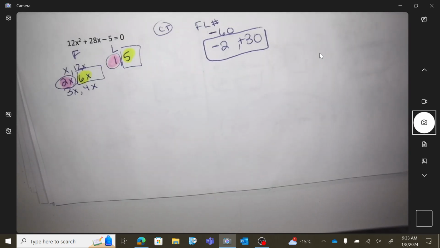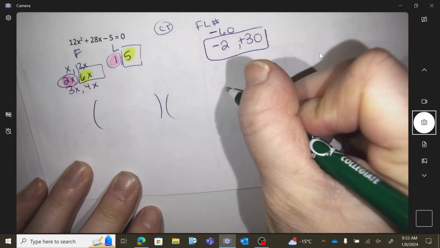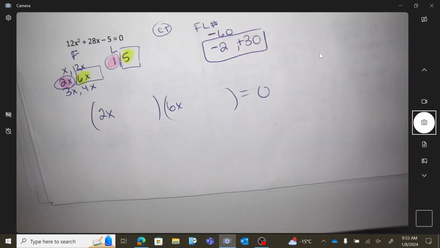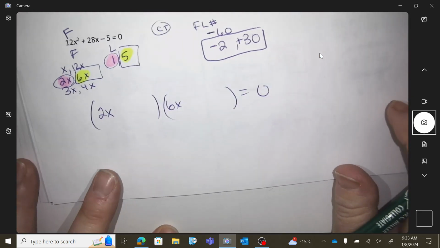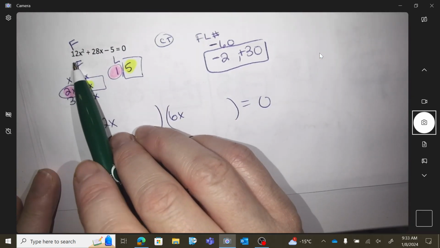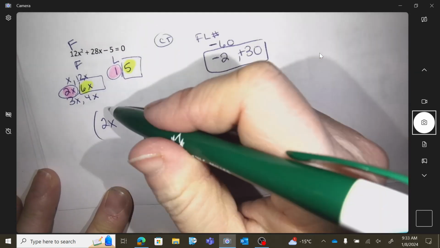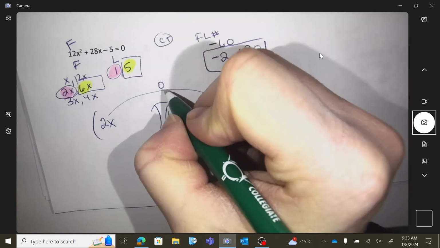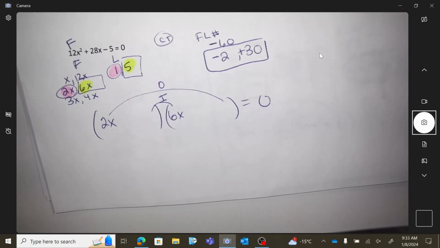Okay, I found a set that's going to make me a 2 and a 30 somehow. So it's all about lining it up. I'm going to put 2x, 6x in there already because that's my first. There's that, F. I got it, first times first. Now I'm going to talk about the outside and inside, and then I'm going to make my connections, making sure they're all in the right spots.